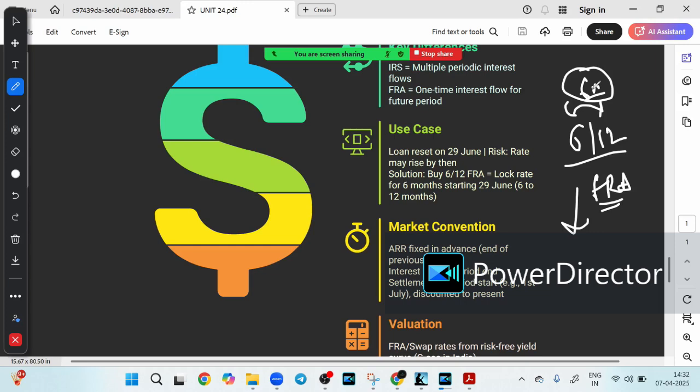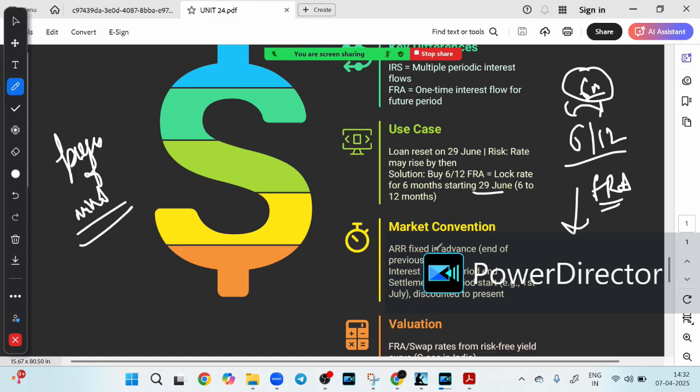What is today's rate? They have locked in today's rate, starting from 29 June to December. So since now they have a fixed rate, this is a kind of peace of mind, right? They lock today's rate starting from 29 June for 6 months till December, right?